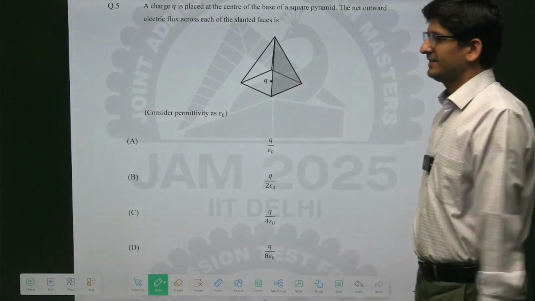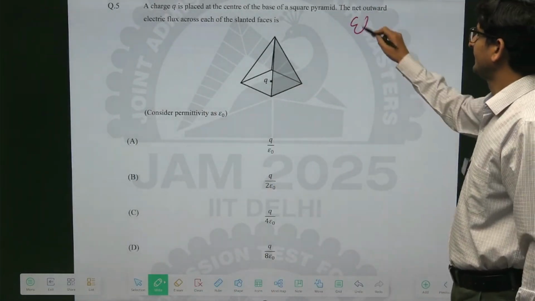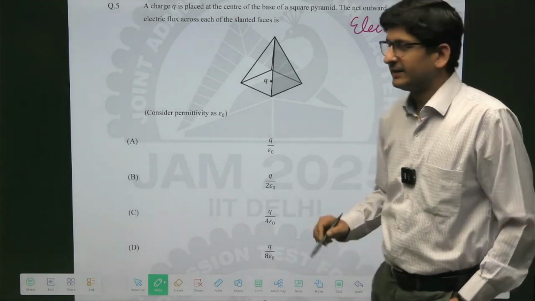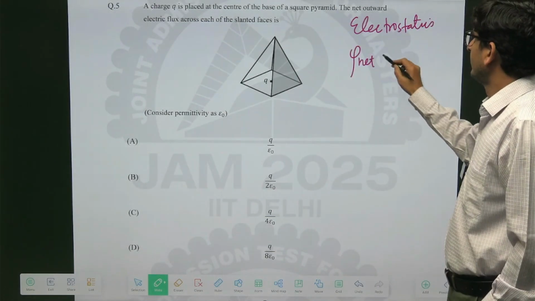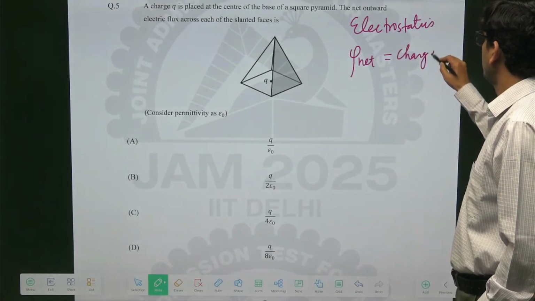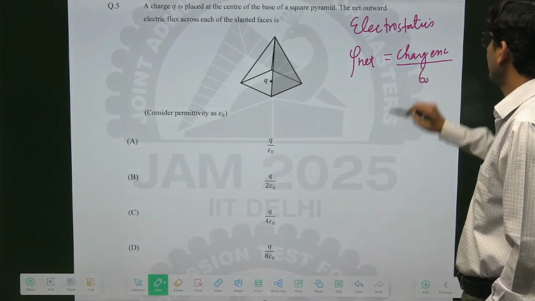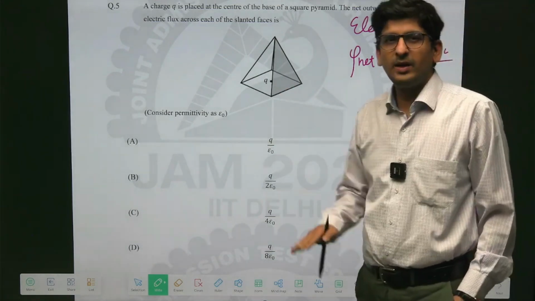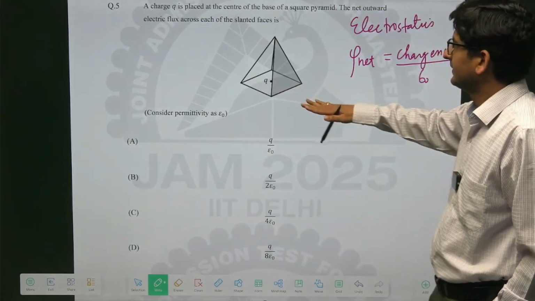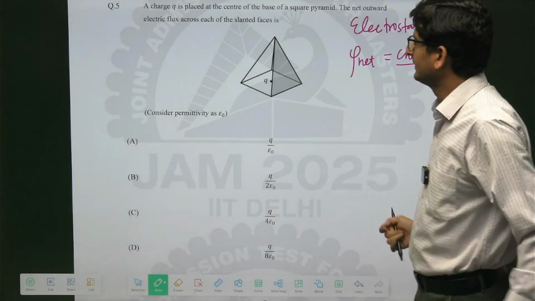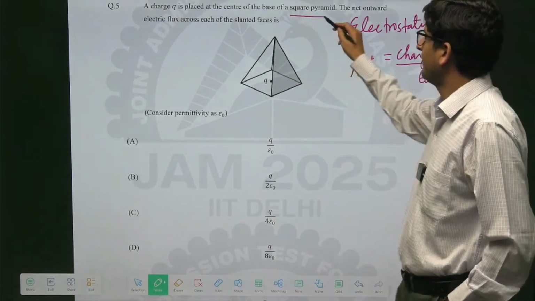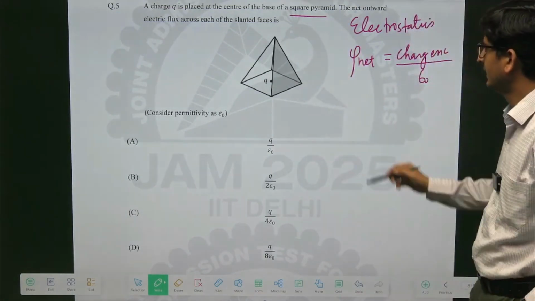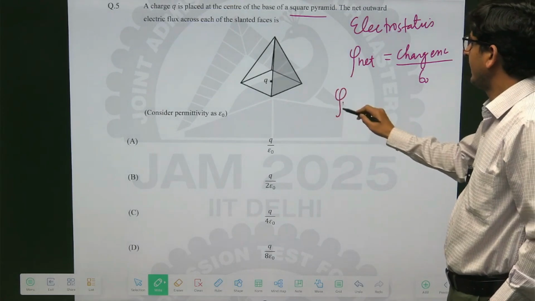So this question is based on electrostatics and based on Gauss theorem that net flux is equal to charge enclosed over epsilon naught. Okay, so now this charge Q is on this surface and then there are four faces. So you can see this is a square pyramid, so it has got two faces like this and two faces are like this. So what is flux net?